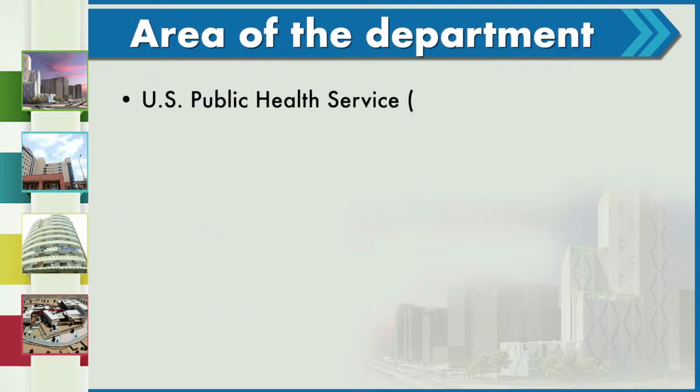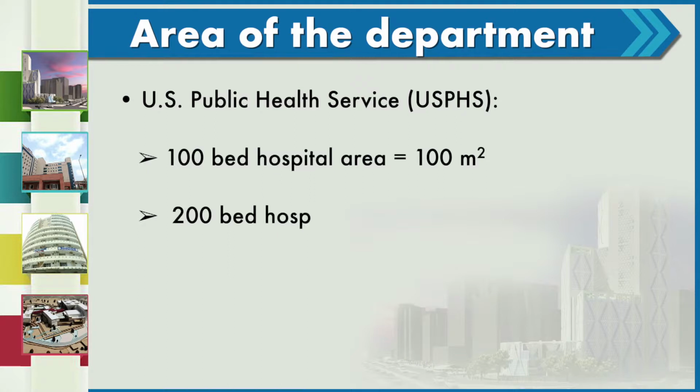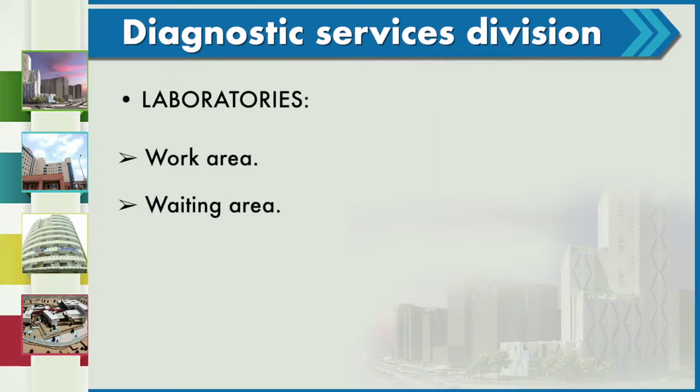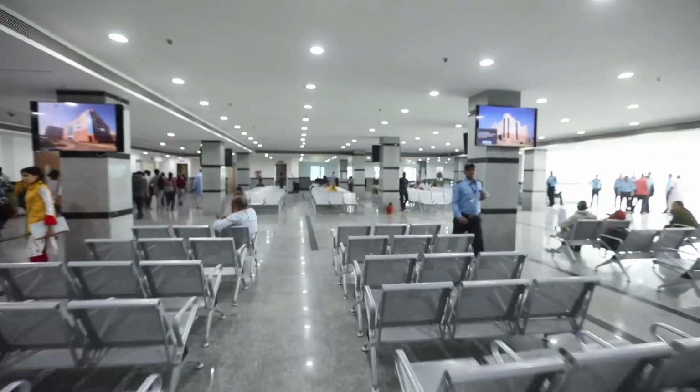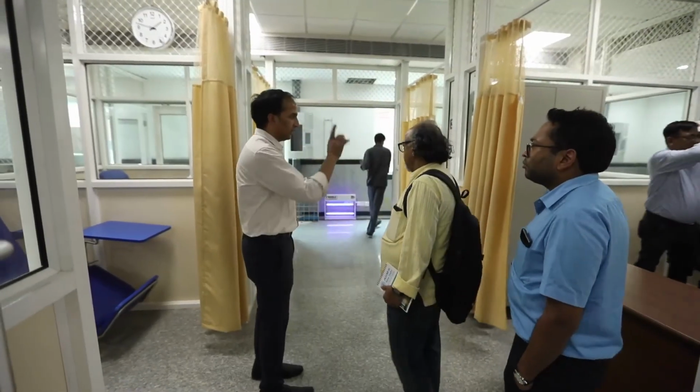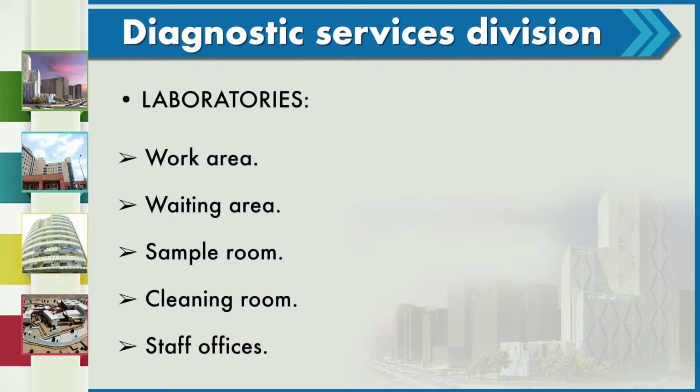So the area of the emergency department for a 100 bed hospital should be 100 meter squares, and for a 200 bed hospital it should be 250 meter squares. So now we come to the diagnostic services divisions. The parts and components of the laboratory are the work area, the waiting area, the sample room, the cleaning room, and the staff offices.